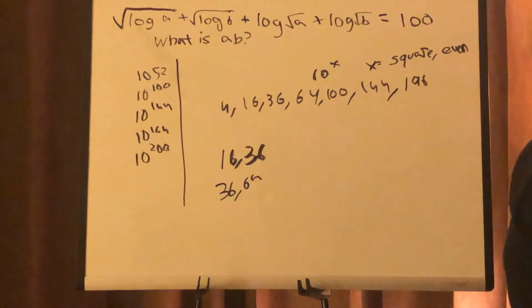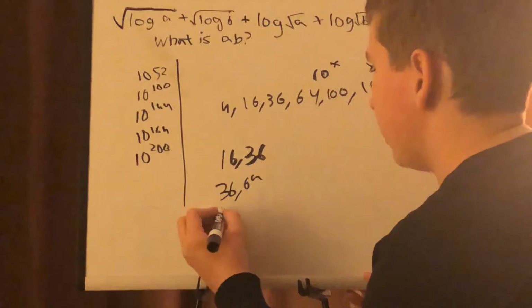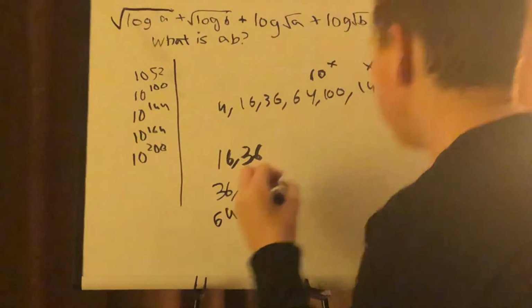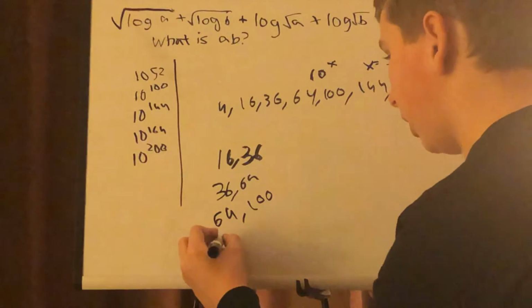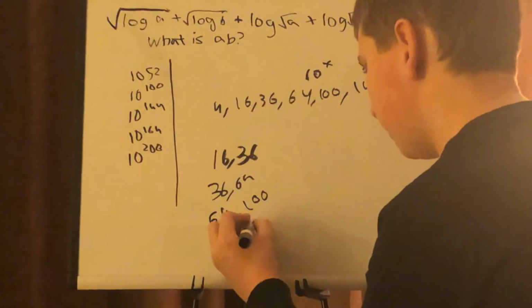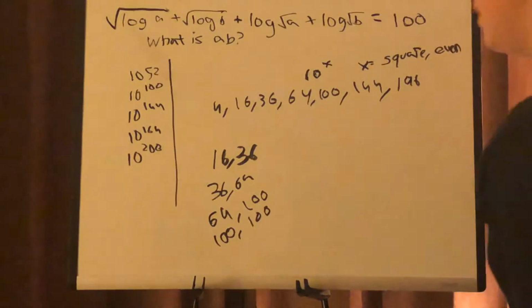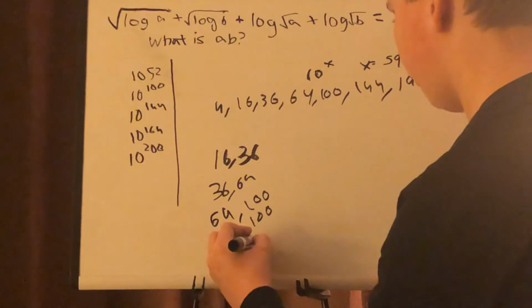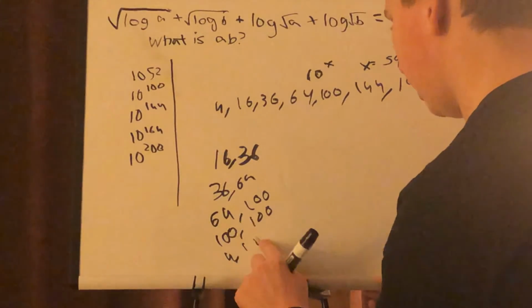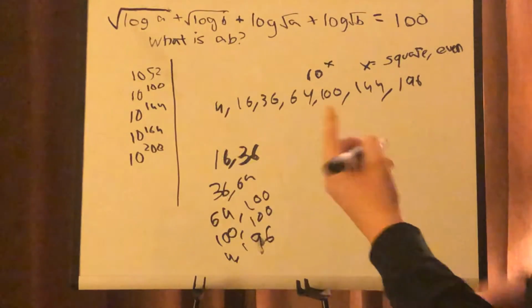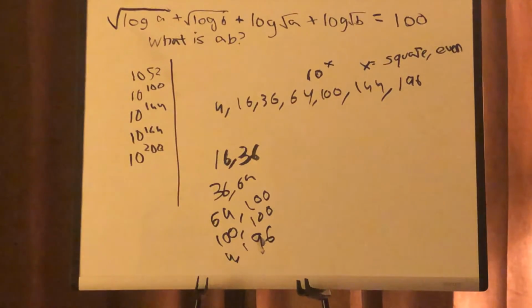10 to the 164. Well, we have 64 and 100. And as for 10 to the 200, we have 100 and 100. Because there's no rule saying these can't be equal. And then we have 4 and 196. That also satisfies this 200 thing. Okay. Now which one of these is going to work?